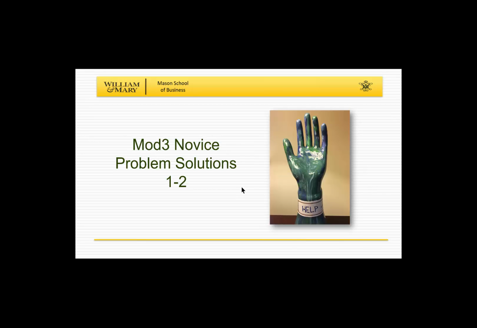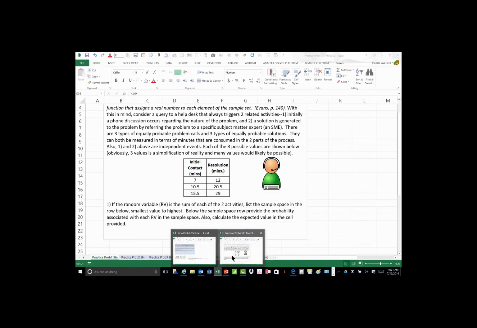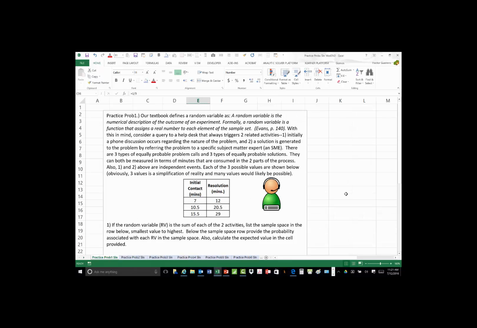Hi folks, we're in Module 3 now, and I'm looking at the Novice Problem Solutions 1 and 2. Let's take a look at these problems. This is our chapter on probability, really important in understanding uncertainty in the world, and one that we should take more of a practical interest in than just a theoretical interest. It's not just theory, it's about what happens in the world.